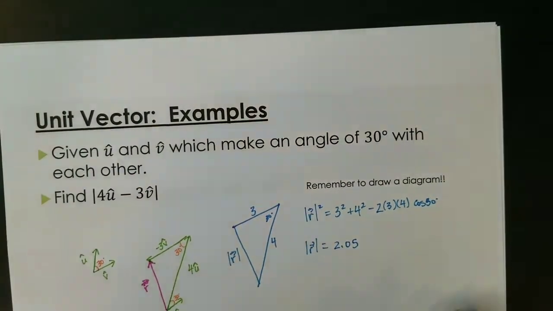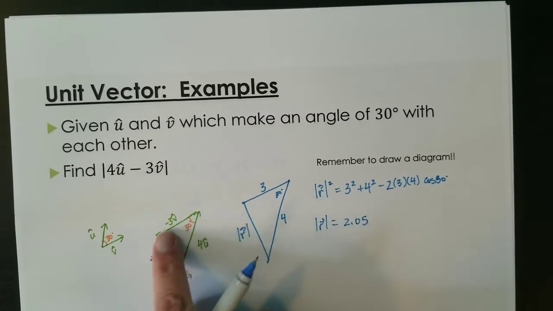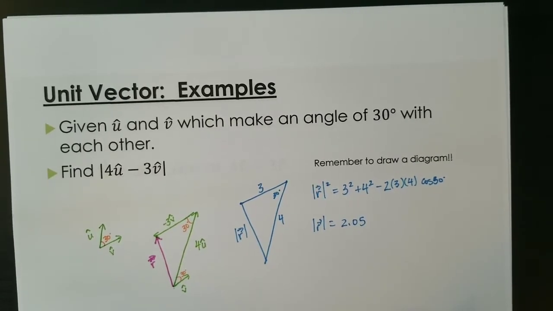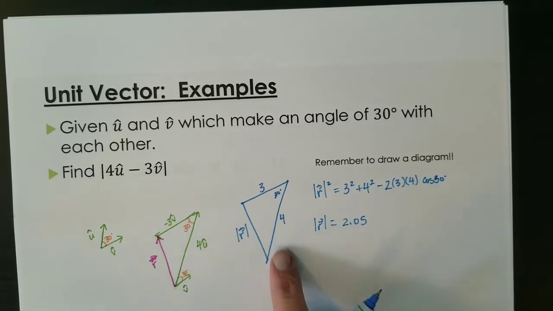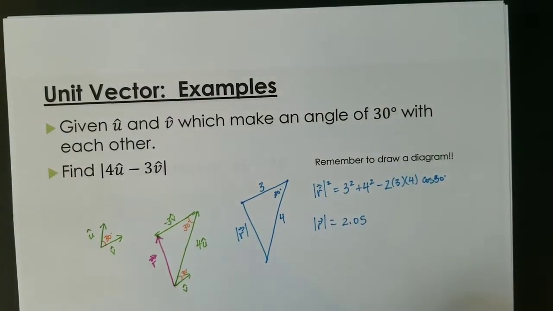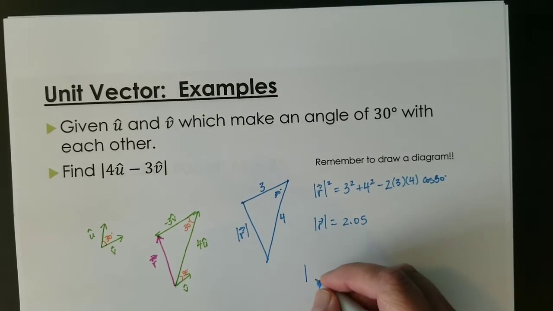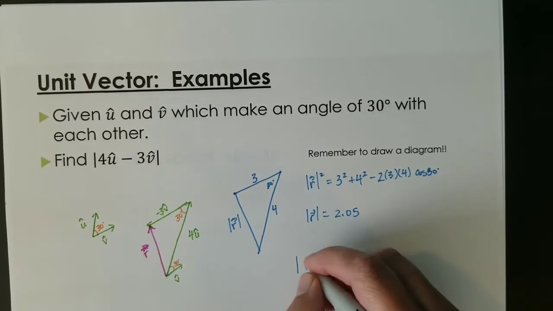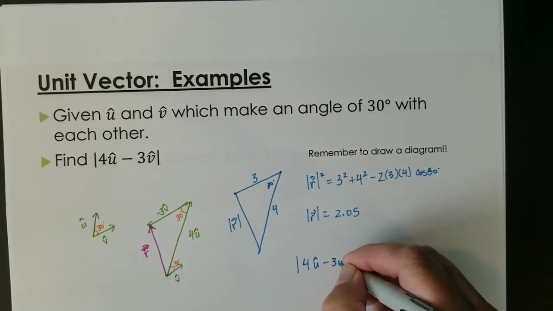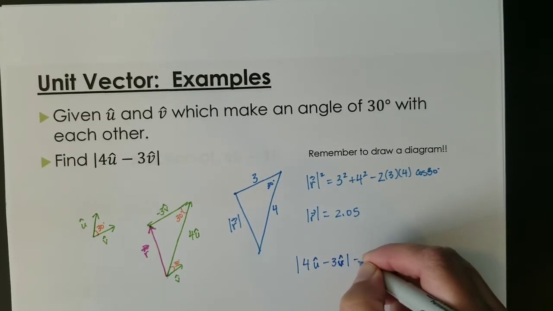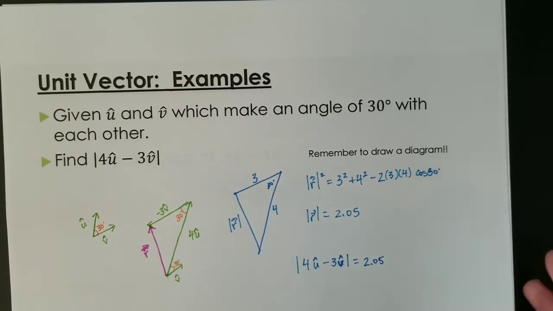So I've done my vector diagram, I've labeled the angles, I've translated the vectors to be tail to tail to add them, and then this is a kind of optional step, drawing it just as a nice regular triangle, but especially if your vector diagram has gotten a bit messy, it might be easier for people to see that. And then I'm just going to summarize, 4u hat minus 3v hat equals 2.05. So the magnitude is 2.05.